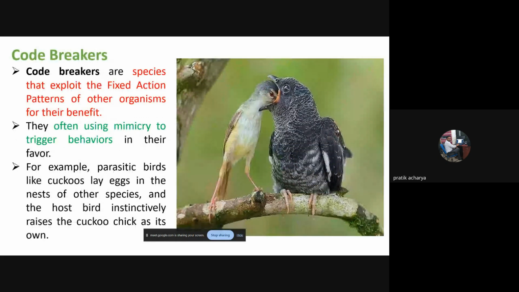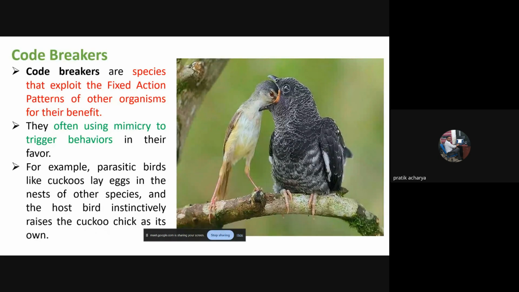And the next associated term is code breakers. These are species that exploit the fixed action pattern of other organisms. This is a mimic effect, exploiting the fixed action pattern of another organism for their benefit. The example given is the begging pattern of a cuckoo chick towards the crow.